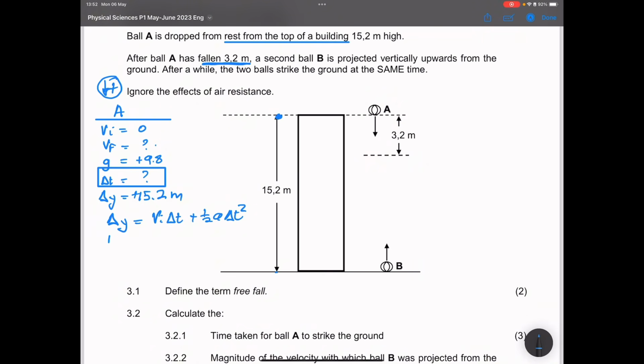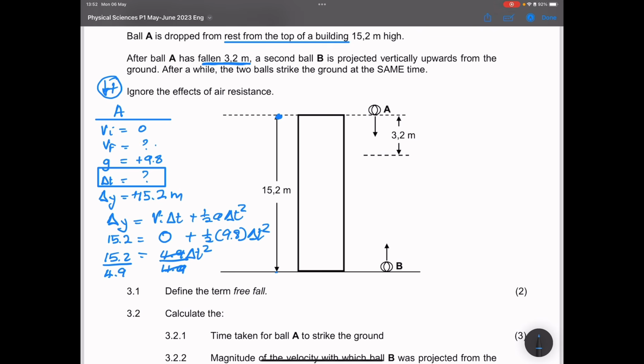Right, let's substitute. That's 15.2. My initial velocity is 0, so that makes that whole term 0. That's half of 9.8 times delta t squared. Quickly, half of 9.8 gives us 4.9. Delta t squared is equal to 15.2, and we're going to divide by 4.9 on either side and take the square root.